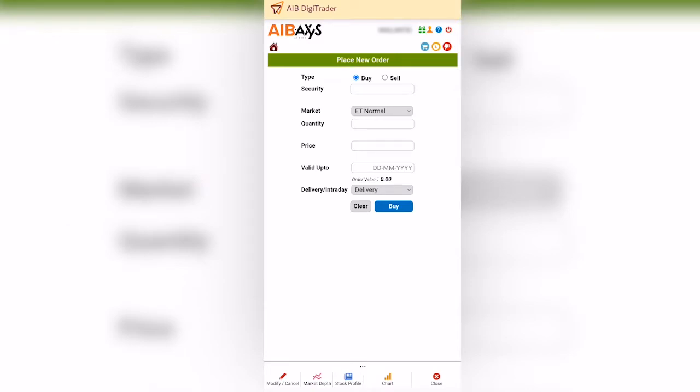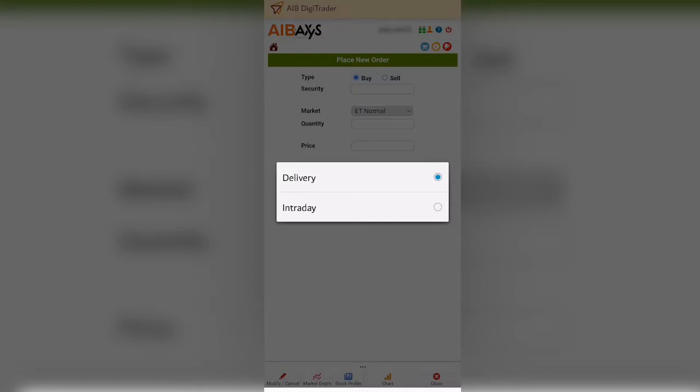Right here at the bottom, you should be able to see delivery versus intraday, where you can now choose which of these you want your trade to fall under. If you choose delivery, it means that you're operating under the old system of T+3. This is for traders who are not planning to buy or sell those shares again that day. Everything will work exactly the same as it always has, operating on the T+3 business day schedule.